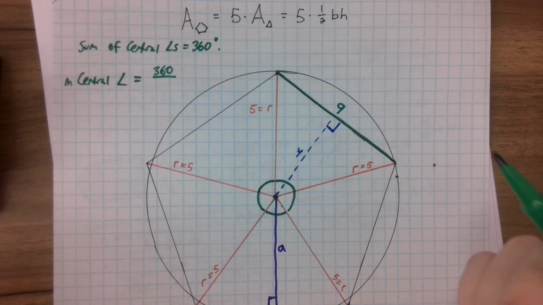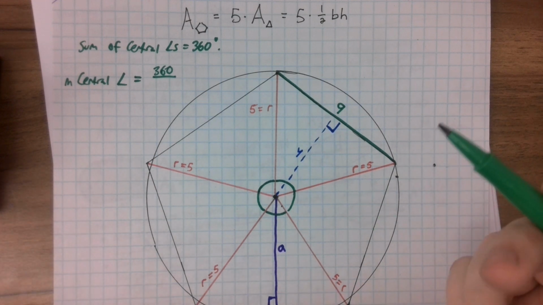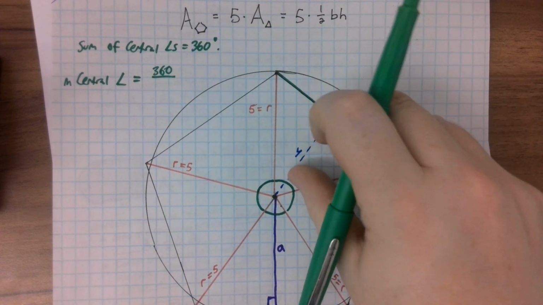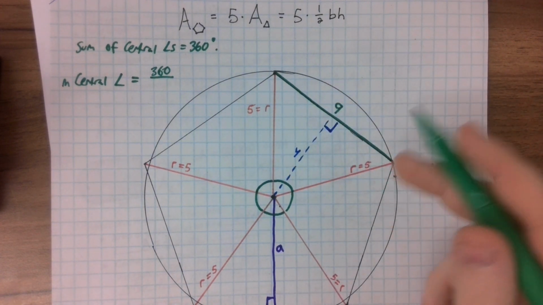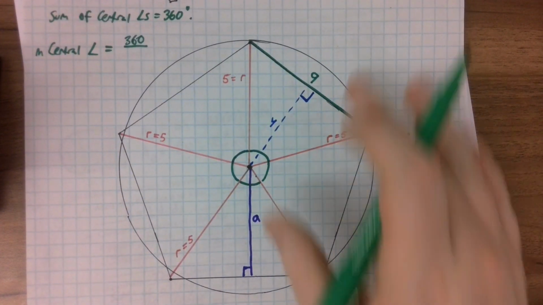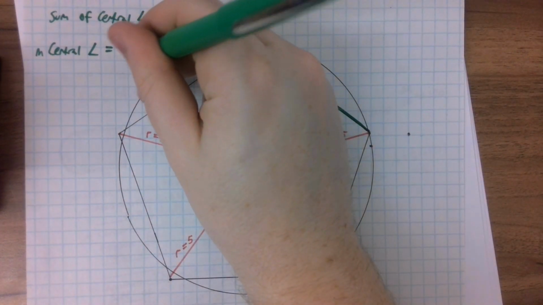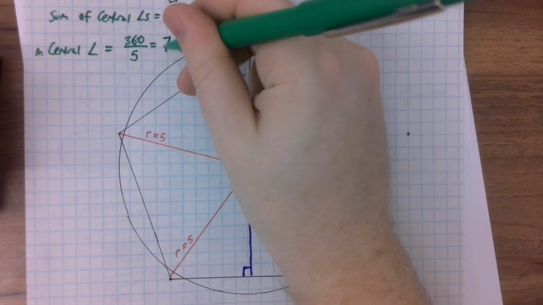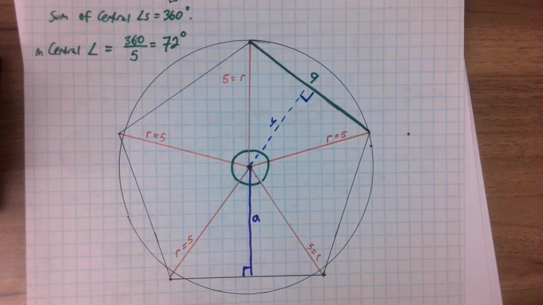In the future, we're not actually going to draw these triangles out. That'll take too much time. So just know the number of triangles you end up with is going to equal the number of sides of your polygon. This is a pentagon, so there are 5 sides. So all we need to do is 360 divided by 5, and we get that the central angles here are all 72 degrees.